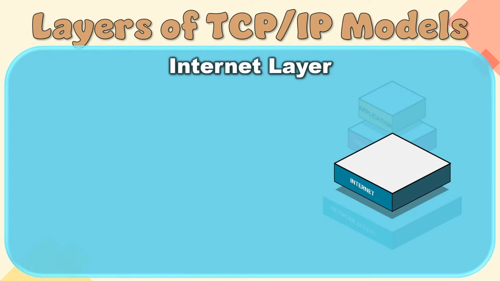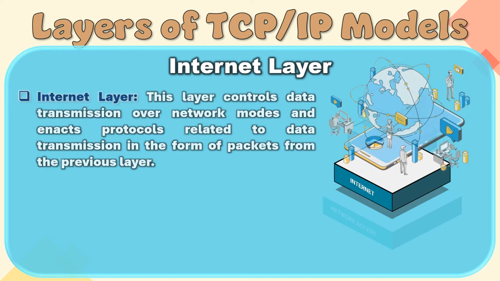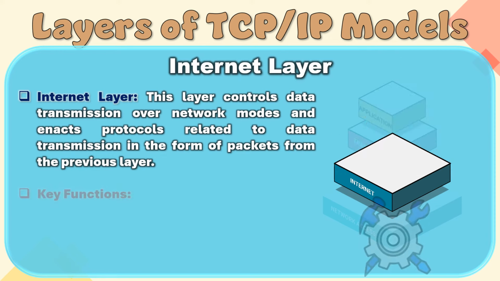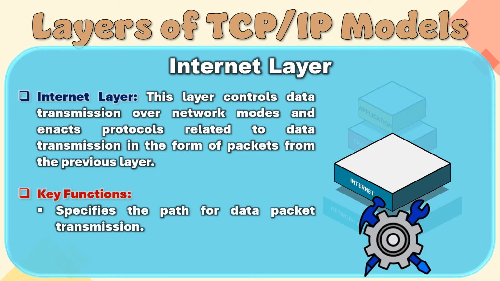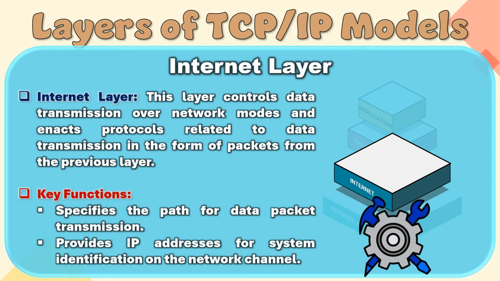Moving further, here comes internet layer. This layer controls data transmission over network modes and enacts protocols related to data transmission in the form of packets from the previous layer. Its key functions are: it specifies the path for data packet transmission, and provides IP addresses for system identification on the network channel.